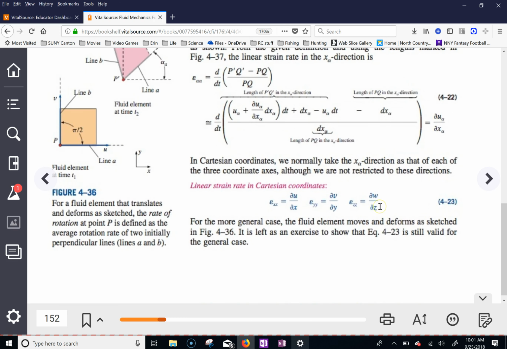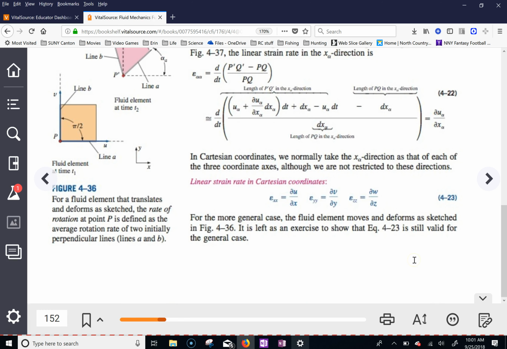Okay, so down here is your linear strain rate. So this is epsilon XX. Okay, epsilon YY and ZZ. So it's just du dx, dv dy, and dw dz. It just tells you, does it stretch in those directions?